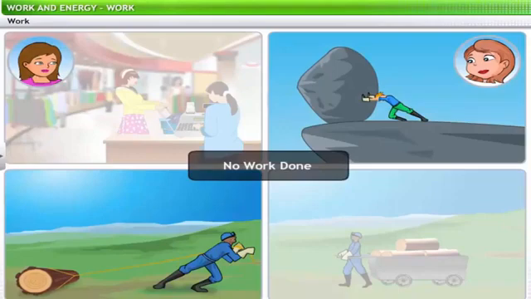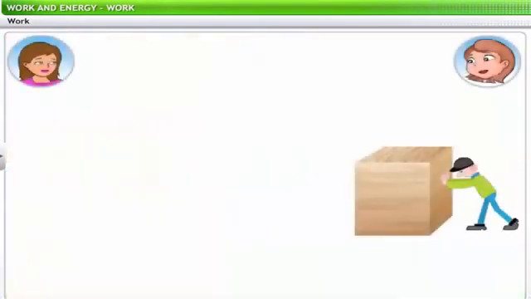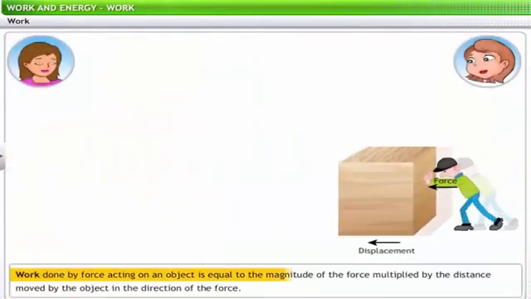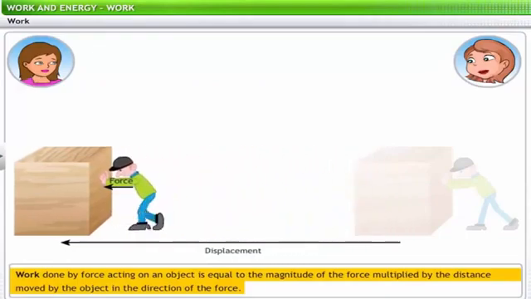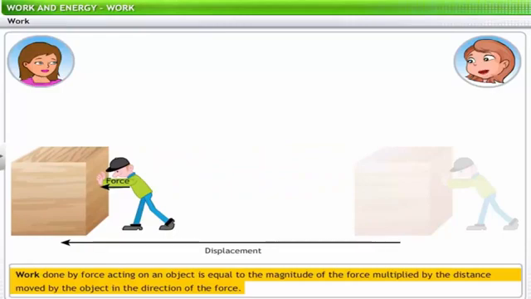Oh, I see. That's why you said I haven't done any work. I haven't actually been involved in moving any objects. That's right. Work done by force acting on an object is equal to the magnitude of the force multiplied by the distance moved by the object in the direction of the force. That is, displacement of the object.